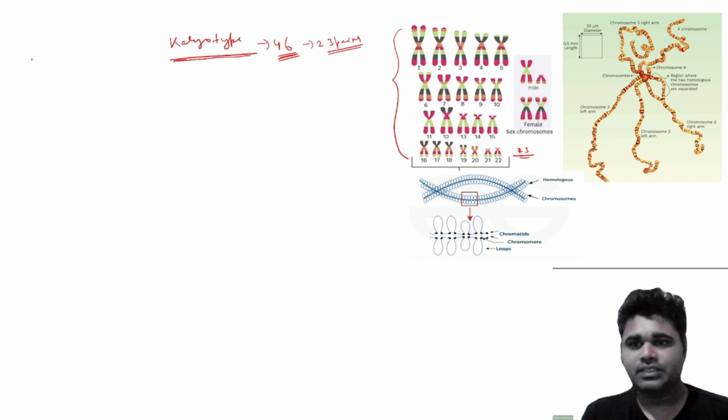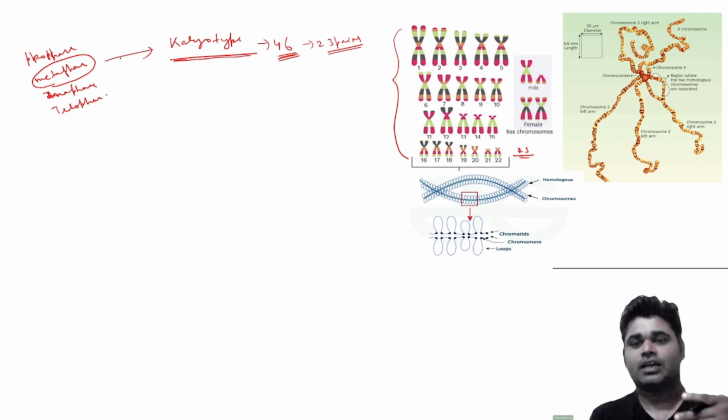First, in the cell, in the metaphase chromosome. What is the metaphase chromosome? During the cell division, there is the prophase, another is the metaphase, then anaphase, then the telophase. So during the metaphase, the karyotype is formed.